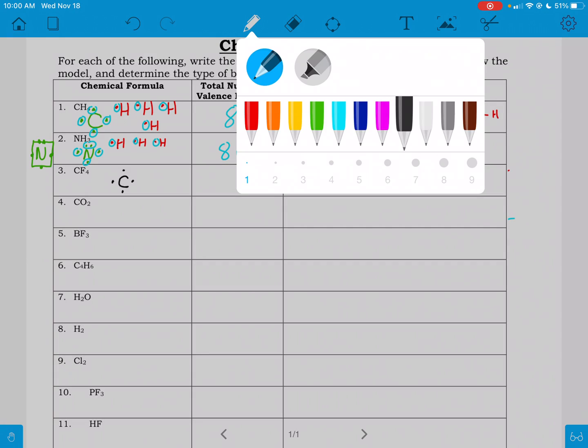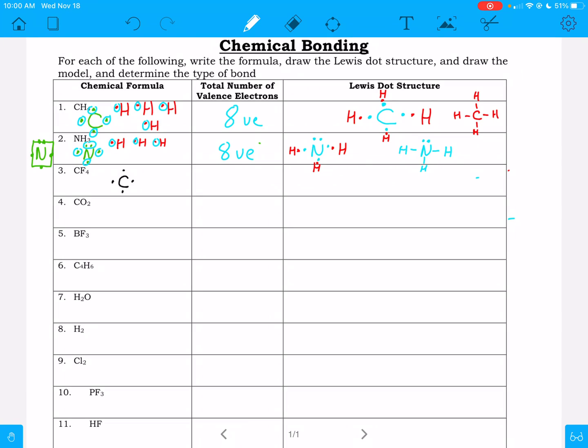Now we're going to do fluorine. And fluorine, let's do it in orange, okay? Every fluorine, and by the way, we have 4 fluorines. I'll draw all of them. Fluorine is going to be F. It's in group 17, so it has 7 valence electrons. So that's going to be 1, 2, 3, 4, 5, 6, 7. And then the next fluorine, 1, 2, 3, 4, 5, 6, 7. Another one, 1, 2, 3, 4, 5, 6, 7. And then the last fluorine, 1, 2, 3, 4, 5, 6, 7.